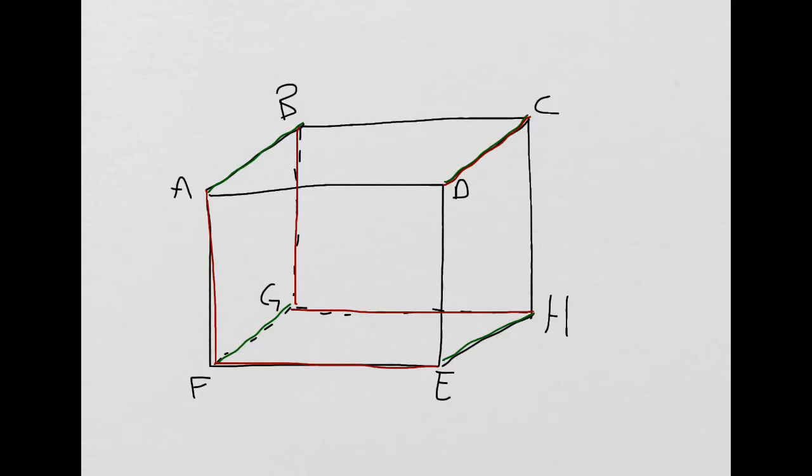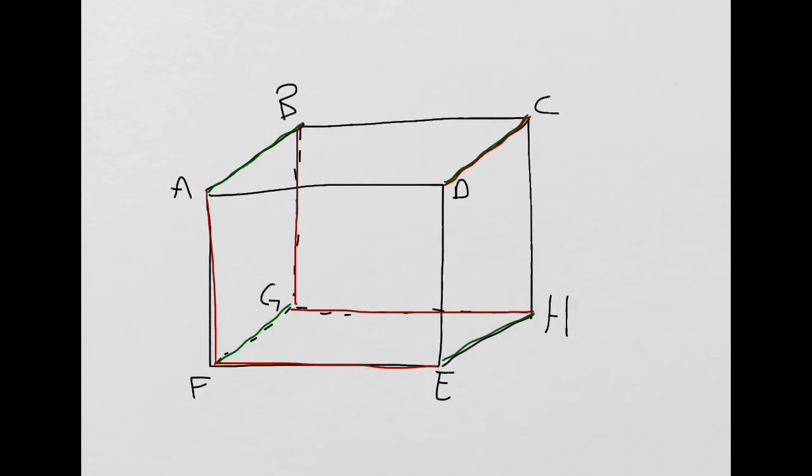Now I would like you to try to name two pairs of parallel planes. A pair of parallel planes would be two planes that are parallel to each other. Try to find two pairs of parallel planes. Go ahead and pause the video and try to find two pairs of parallel planes. Now that you've had a chance to work on that on your own, let's go over it together.